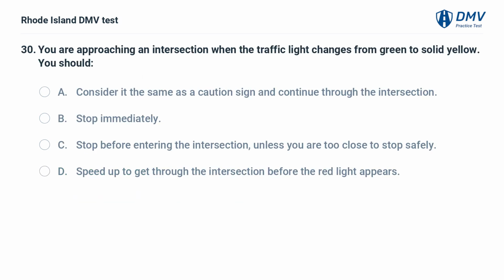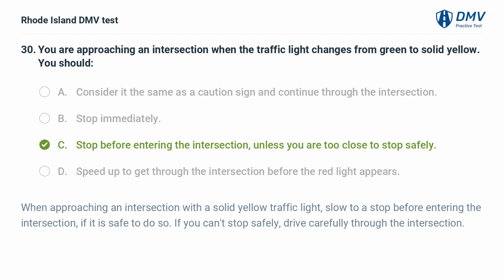You are approaching an intersection when the traffic light changes from green to solid yellow. You should A. Consider it the same as a caution sign and continue through the intersection. B. Stop immediately. C. Stop before entering the intersection, unless you are too close to stop safely. D. Speed up to get through the intersection before the red light appears. C. Stop before entering the intersection, unless you are too close to stop safely.